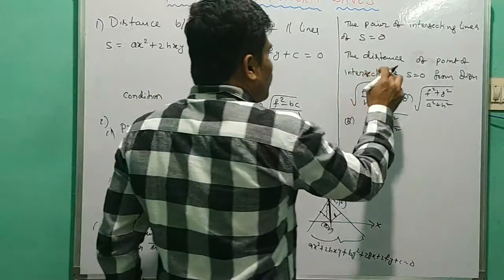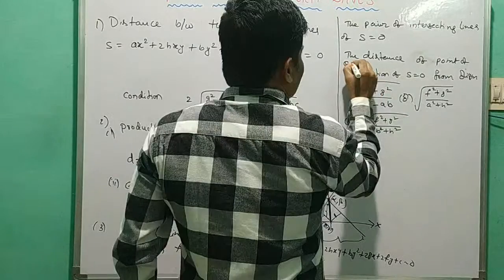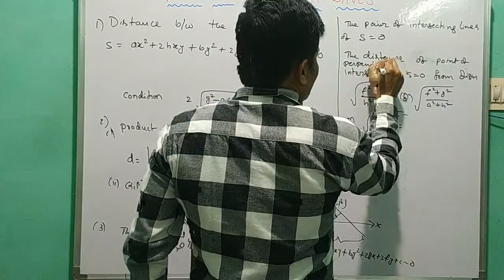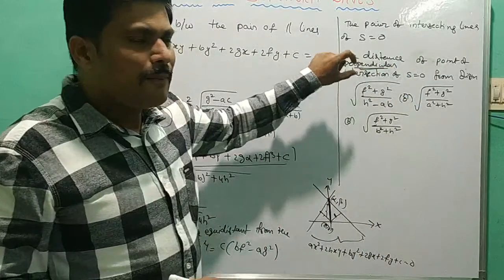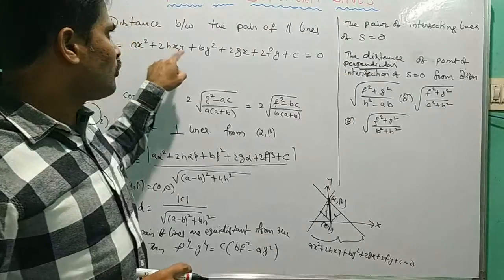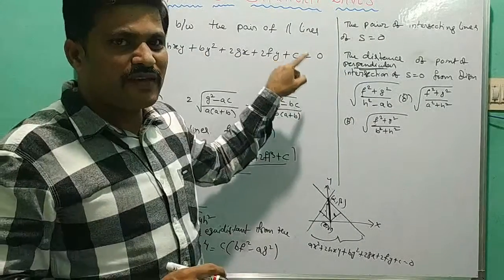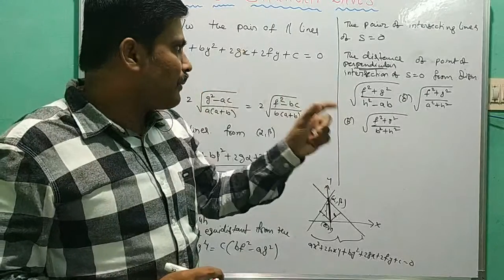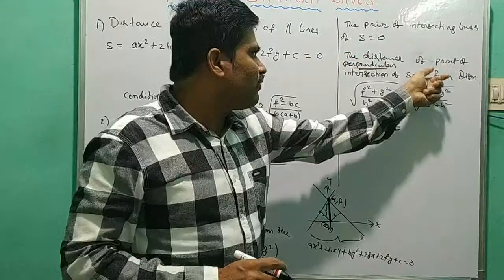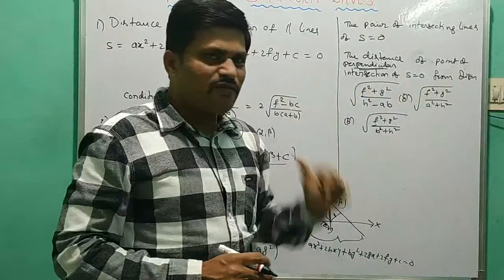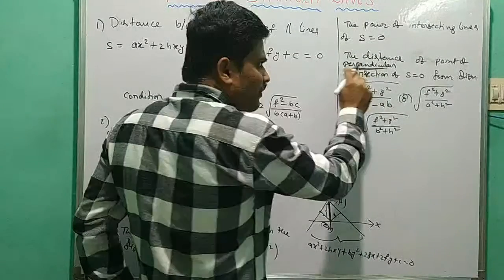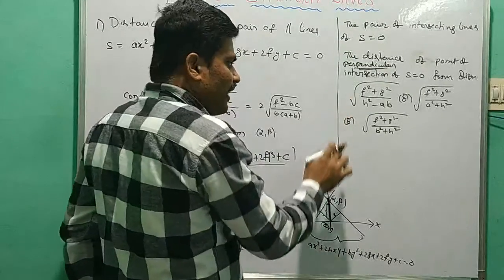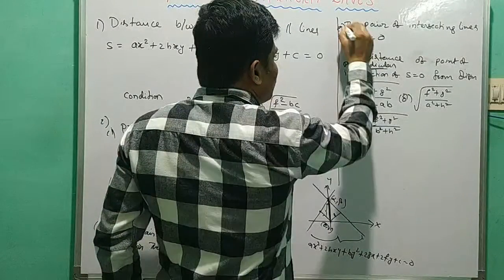now here we have to observe these intersecting lines are perpendicular. Here we have to observe these lines are perpendicular lines. Now if ax square plus 2hxy plus by square plus 2gx plus 2fy plus c equals 0 represents a pair of perpendicular lines, then the distance of the origin is this one. Now here this is not perpendicular. Here we have to take intersecting lines, but the next form is perpendicular.